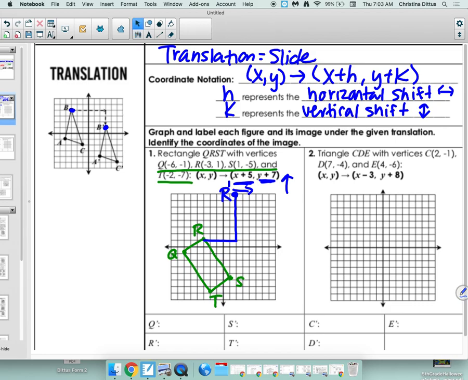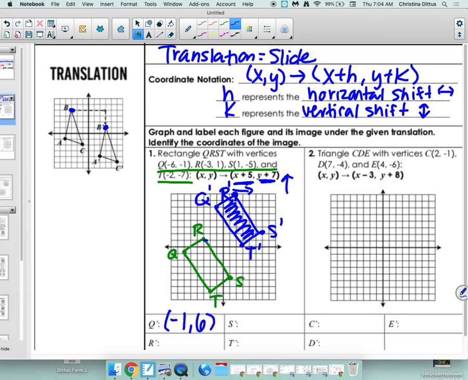Okay, I'm not going to draw this line because it's going to get confusing, but you're just counting. That's all you're doing. So Q, Q prime, S prime, T prime. Oh, I totally missed that line. You'll notice it's still a rectangle even though I missed that one. So this is our image. Green, pre-image, blue, image. And then our coordinates, you can copy down from our graph.